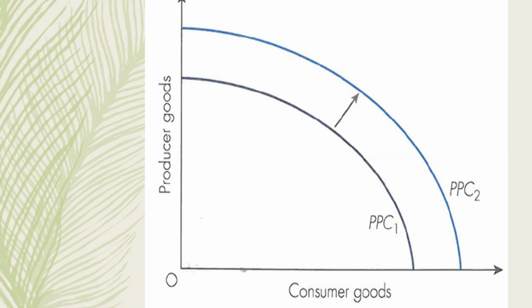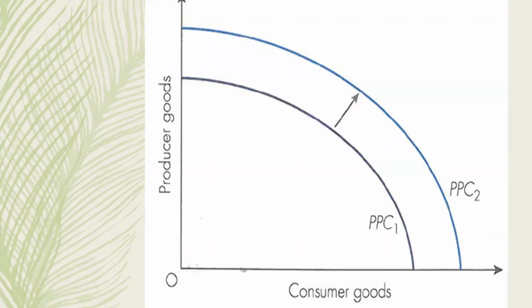So if the production of capital goods, which is also called producer goods, or producer capital, and if the other term comes to me I will tell you, I just can't remember it right at this moment. But if you see these terms, know that if the production of more producer goods takes place, the PPC would shift outwards.